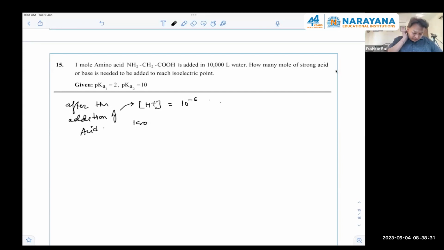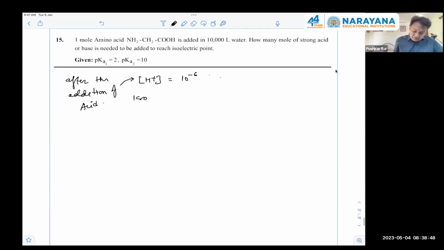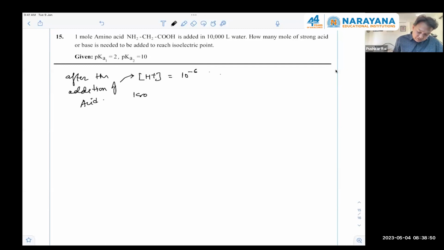And how are you so sure about this? After addition of H plus, this will be the pH, that will be the H plus ion concentration. We are adding acid so as to reach 10 power minus 6. So it should reach 10 power minus 6. Okay, your answer should be, since we are heading towards the isoelectric point. And what is the isoelectric point? Since we are heading towards the isoelectric point, isn't it? So we have not been at the isoelectric point.